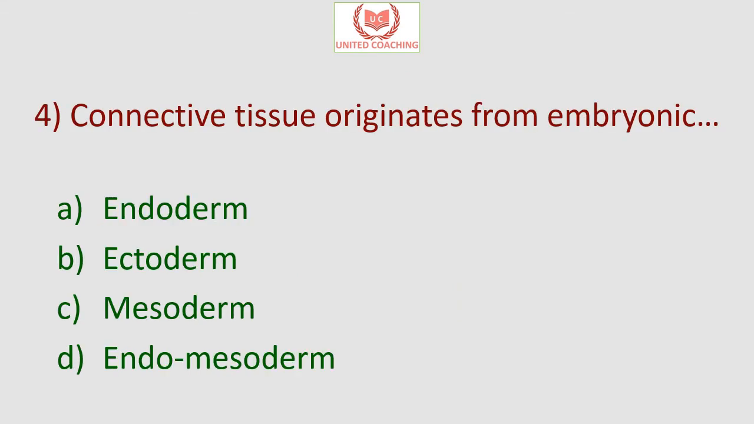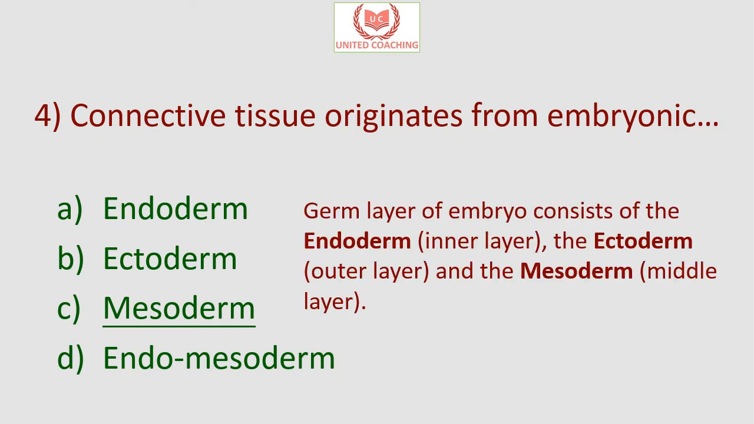Our next question is, connective tissue originates from embryonic. So is it endoderm, ectoderm, mesoderm, or endomesoderm? So the answer is mesoderm. The connective tissue originates from embryonic mesoderm. Now the germ layer of the embryo consists of 3 layers, that is endoderm, the inner layer, ectoderm, the outer layer, and mesoderm, the middle layer. And the endomesoderm is the cell layer that is not yet differentiated but is destined to give rise to both mesoderm and endoderm as the embryo develops. So the answer to this question is mesoderm gives rise to connective tissue.